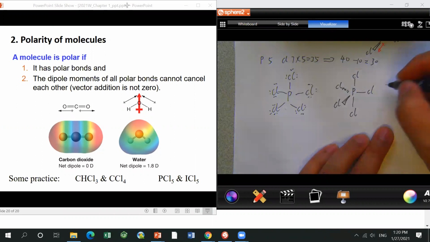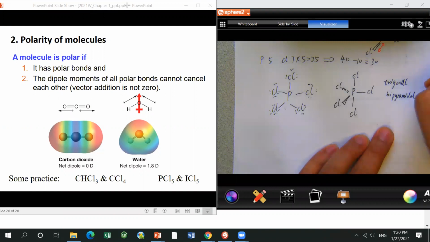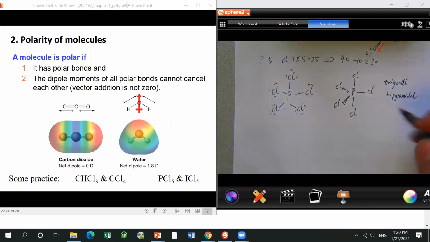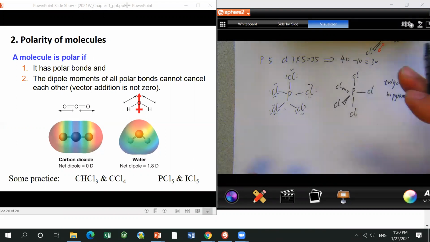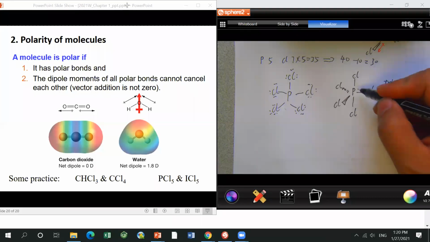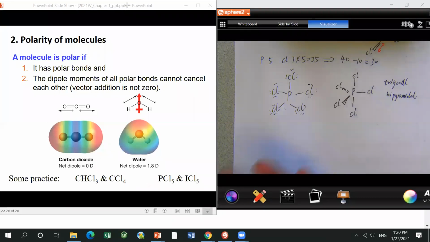So this one should be a trigonal bipyramid. And because all these 5 P-Cl bonds cancel each other out, the molecule is totally symmetric. So the whole molecule is non-polar.